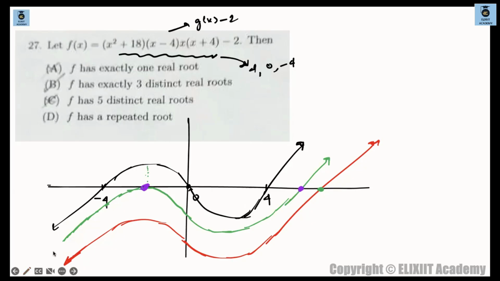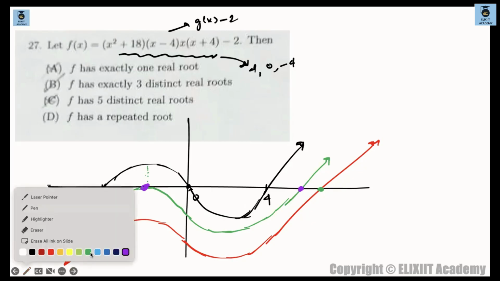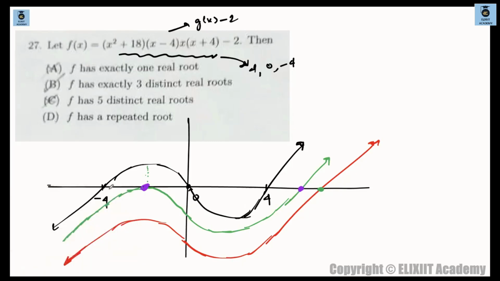And there is one more case which is possible. One more case which is possible is when the graph comes like this, cuts the x-axis, and then comes down like this, and then goes in this way. So in this case, you'll be seeing that there are how many? 1, 2, 3 distinct real roots. So these are the possible cases.